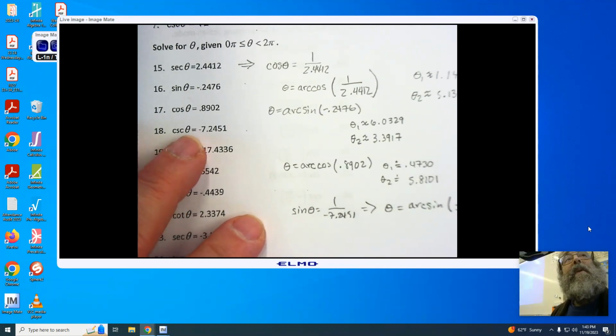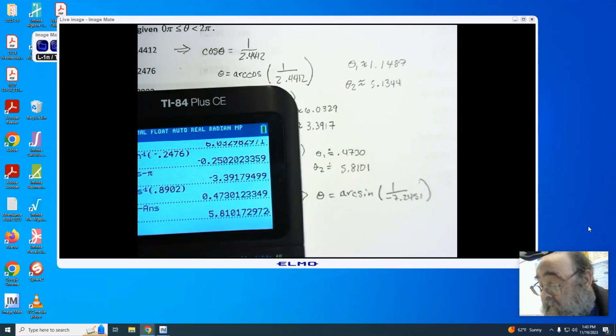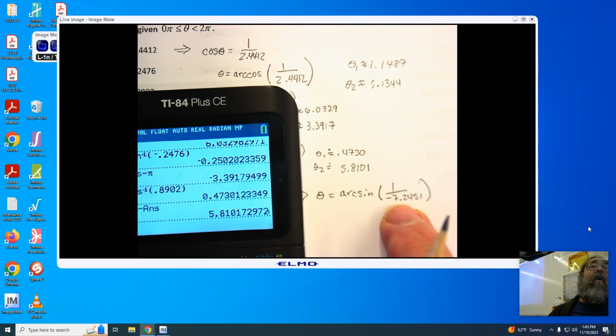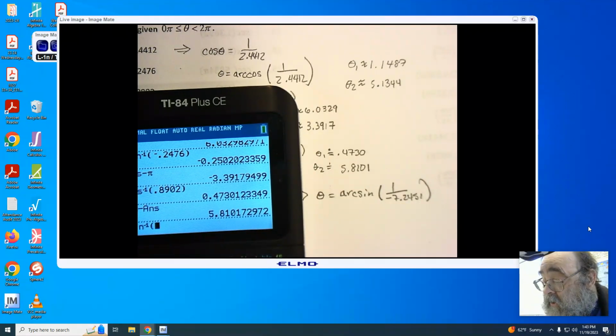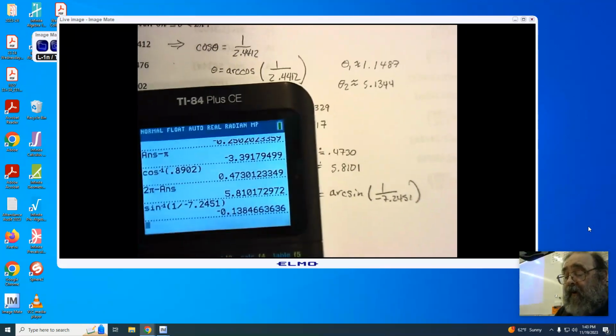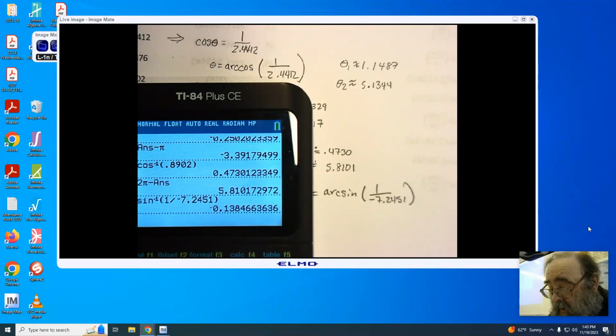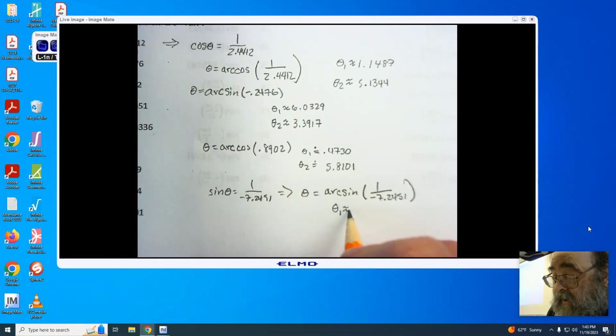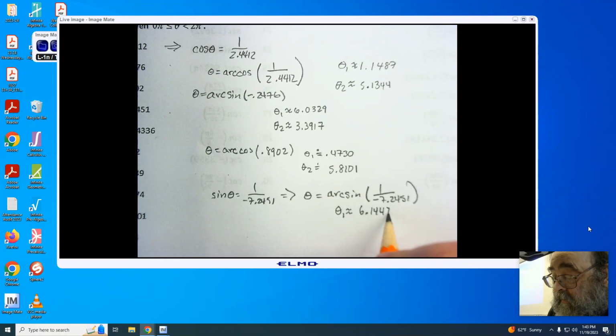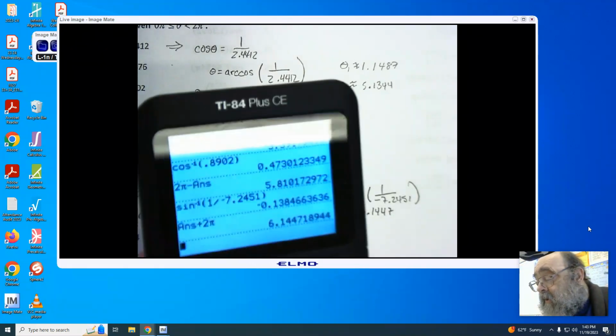I'm now going to put this into my calculator, exactly as I see it. And I know that I have a negative angle or ratio. It's going to be in the fourth quadrant as the opposite of the reference angle. So here we go. Second function sine of 1 divided by negative 7.2451. Click enter, and there is my first reference angle. It's the opposite of the reference angle. So I'm going to go ahead and add 2 pi. My first answer in the fourth quadrant is theta 1 is approximately 6.1447.